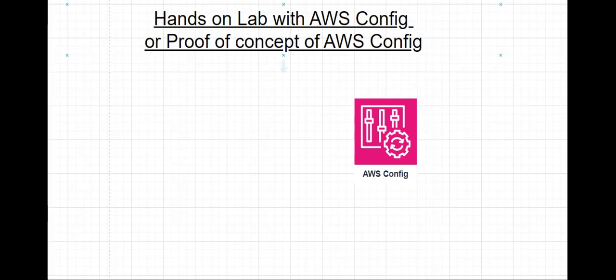So in this lab, I want to show you hands-on how to monitor whether S3 bucket encryption is there or not, whether S3 bucket versioning is there or not, and whether your EC2 instance tagging is there or not. All these things will be monitored by creating AWS Config rules. So let's get started.